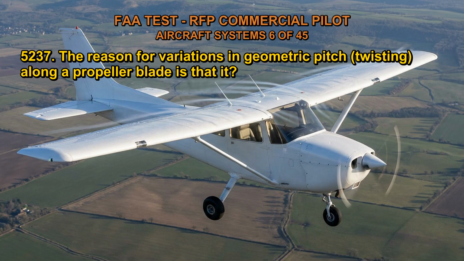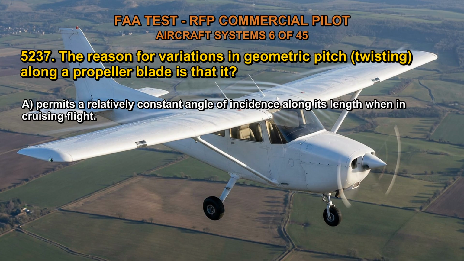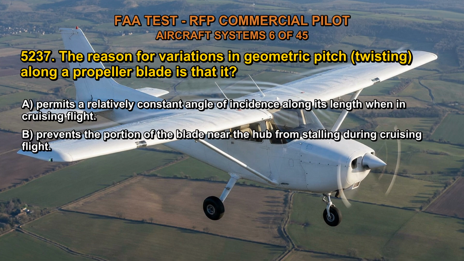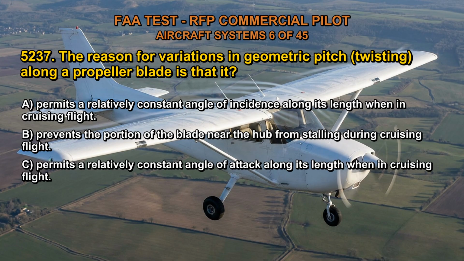5237. The reason for variations in geometric pitch, twisting, along a propeller blade is that it A. Permits a relatively constant angle of incidence along its length when in cruising flight. B. Prevents the portion of the blade near the hub from stalling during cruising flight. C. Permits a relatively constant angle of attack along its length when in cruising flight.